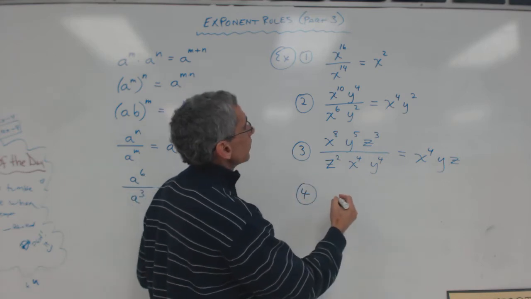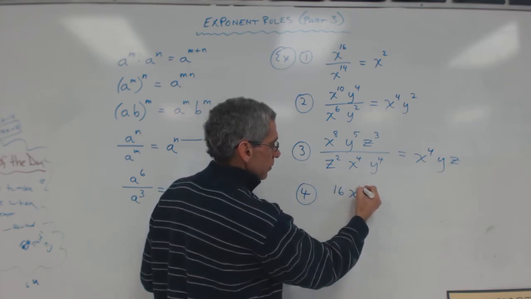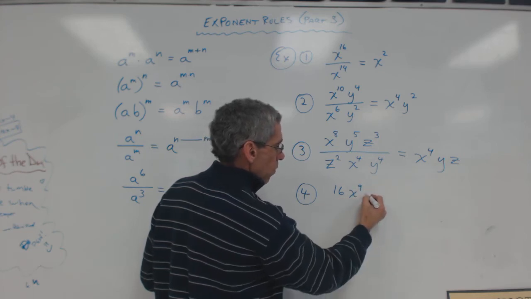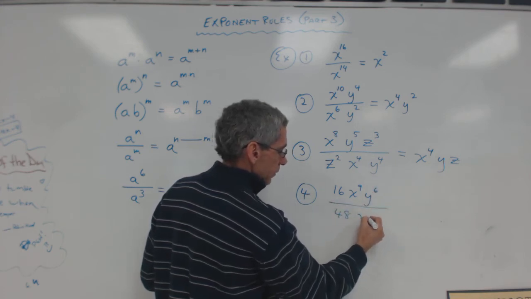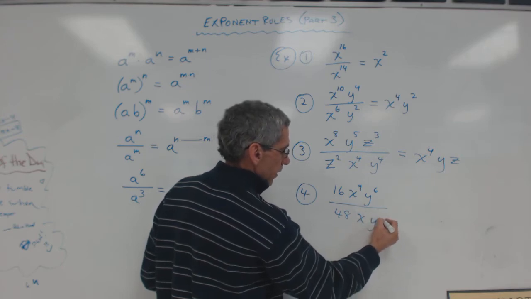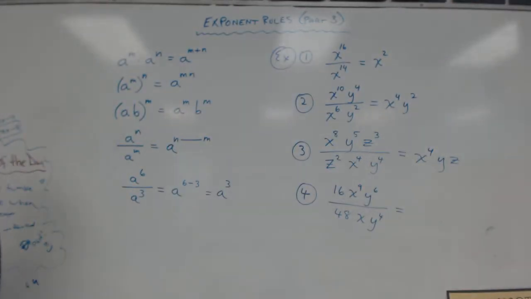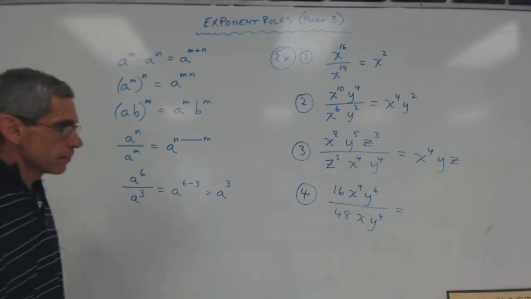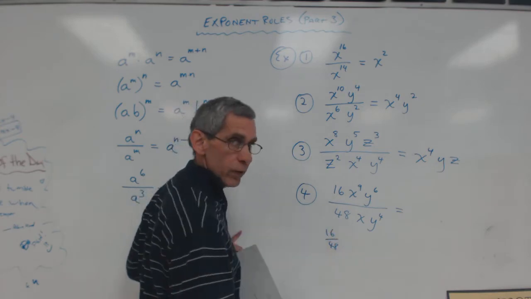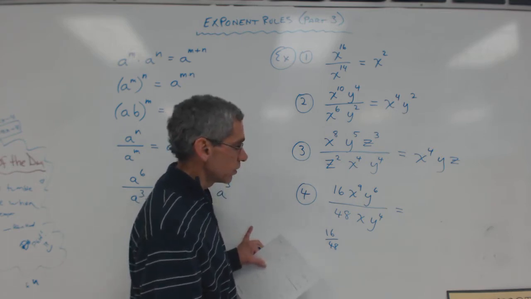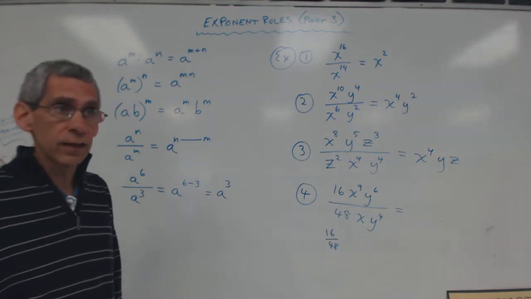Here's our last example. What if I gave you 16 x to the 9th power, y to the 6th power, over 48 x, y to the 4th? What would I do for that? Would the 16 and 48 be added together? Well, isn't that a fraction? Do you take your numerator and denominator and just add them together? Divide it. Right, you could divide it and you could have a decimal. You could do that. But fractions are okay.